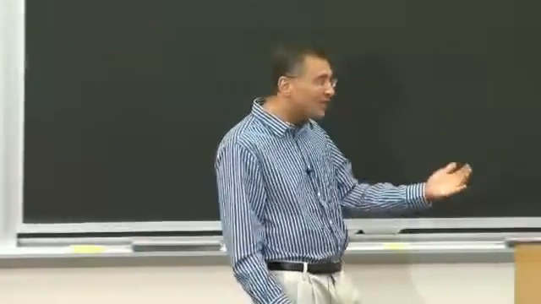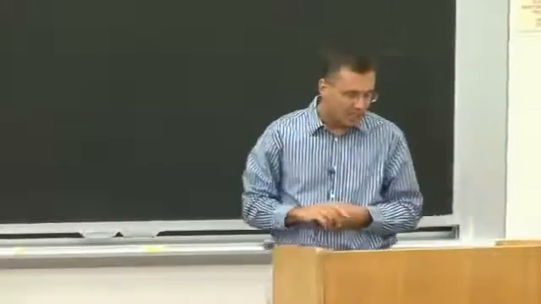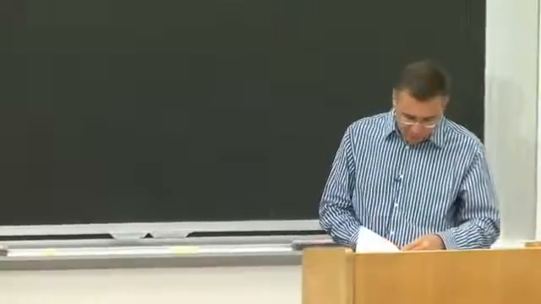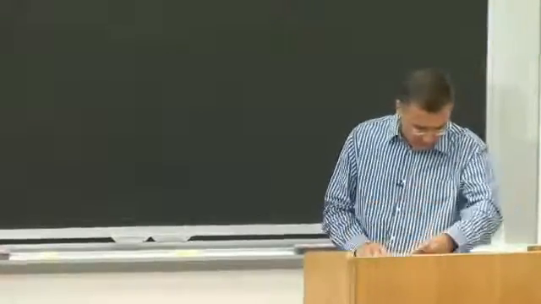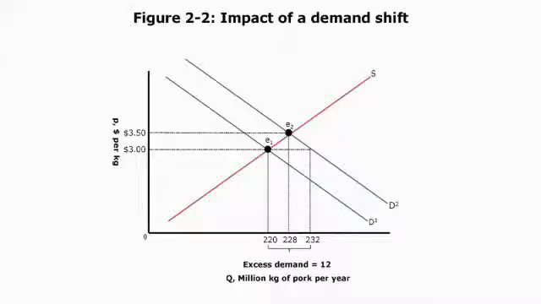Okay? That is a shift out in the demand curve, or a shift up in the demand curve, depending on whether you think of it as out into space or up vertically. So what happens here is that folks shift to consuming pork, so they want more of it. Okay? So we're at the initial equilibrium. We just made up some numbers here. We're at the initial equilibrium at 220 millions of kilograms of pork a year and a price of $3 a kilogram. That was the point where demanders and suppliers were happy.